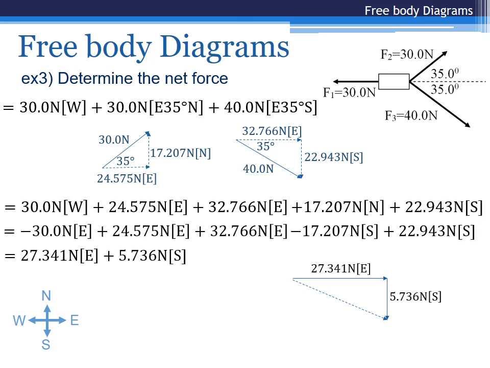To find the value of that side, I will have to use a squared plus b squared equals c squared, and that gives me 27.9 newtons. And to find the angle, so I know the direction this is traveling, I will use tangent. So inverse tan of opposite over adjacent, so inverse tan of 5.736 over 27.341, and that gives me east 11.8 degrees south. East because that's the direction I went first, south because that's the direction I went second, and that is my final answer.